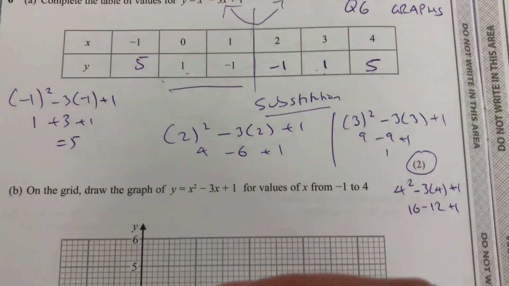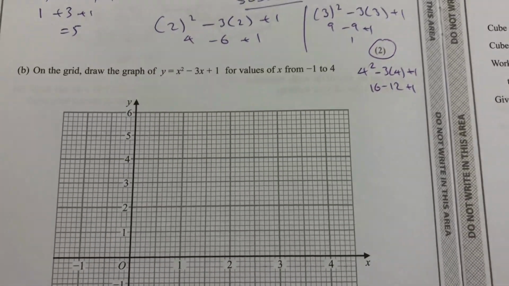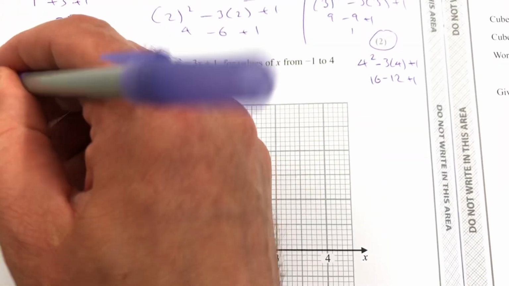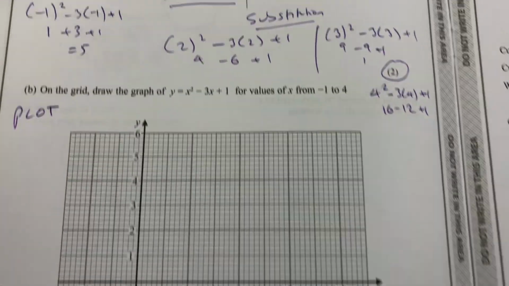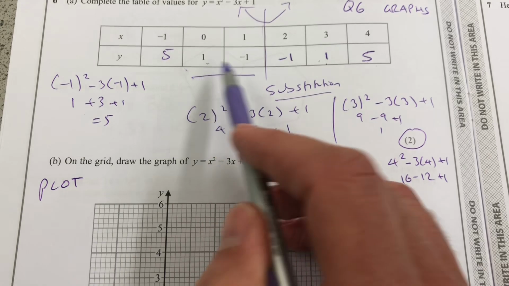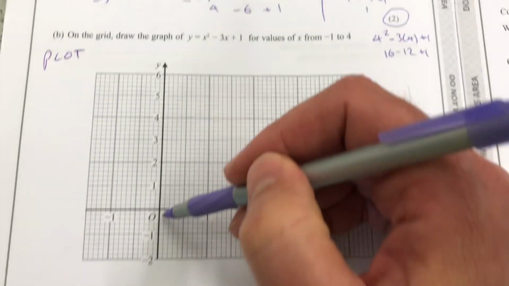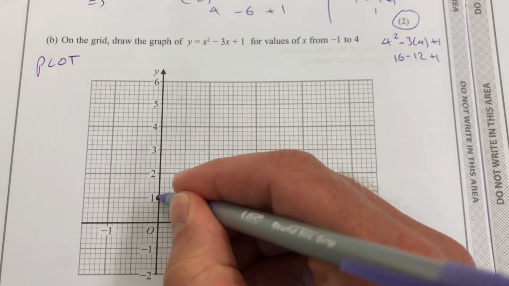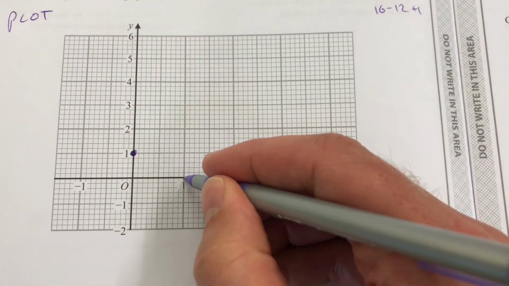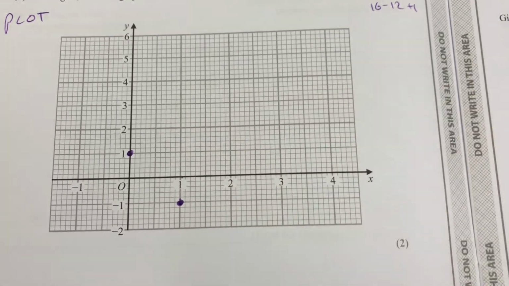Now we're going to plot that. So it says draw the graph of y equals x squared minus 3x plus 1. So we're plotting. I'll take the first 2 values that they gave for us, in case we made some other mistakes, and plot those first. So at 0, I'm going to get 1. And at 1, I'm going to get minus 1. So I know those 2 are correct.